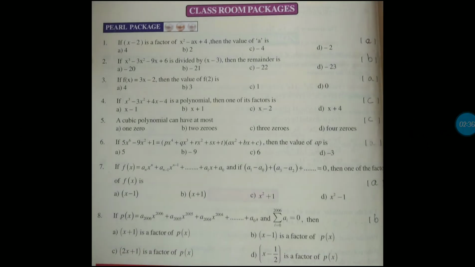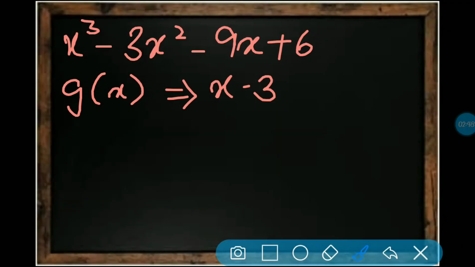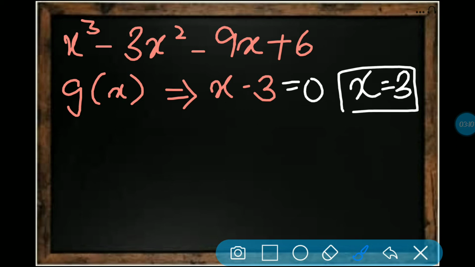Now looking at the second question: if x cube minus 3x square minus 9x plus 6 is divided by x minus 3, then the remainder is. So let's solve this also. So this is the given data in the second question, x cube minus 3x square minus 9x plus 6. So we should find the remainder for this question, right? As we all know, every time if g of x is given, we will equate it to 0. Then minus 3 goes to RHS and becomes plus 3. So the x value is 3.